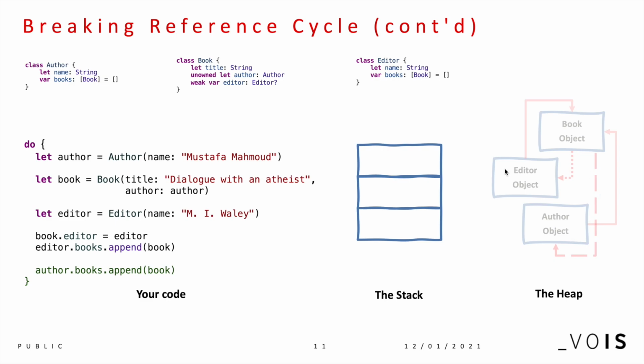And a book can have an editor at a certain time, hence editor is declared as optional. On the other hand, books is a variable, so it can be modified after initialization. Voila, our code breaks the reference cycle with the weak and unowned keywords. All the deinit methods run and they will be deallocated.